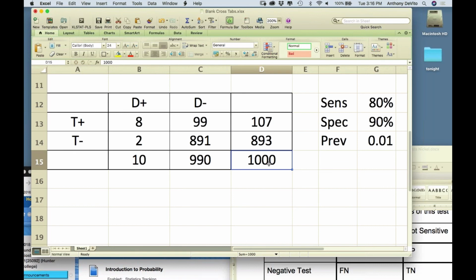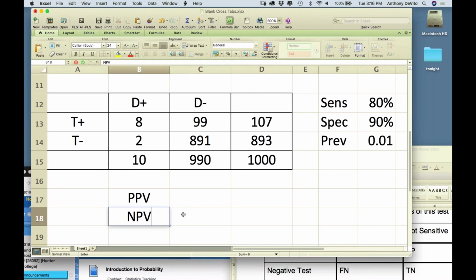Sensitivity always refers to those who have the disease, and specificity refers to those who don't have the disease. Exactly. It's how good the test is at correctly identifying the people that don't have the disease. Okay, so now I'm going to calculate my positive predictive value and my negative predictive value.